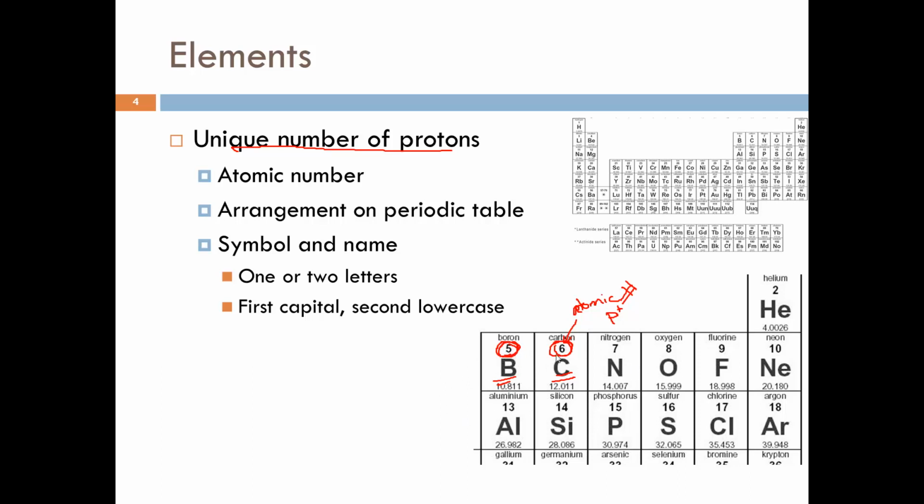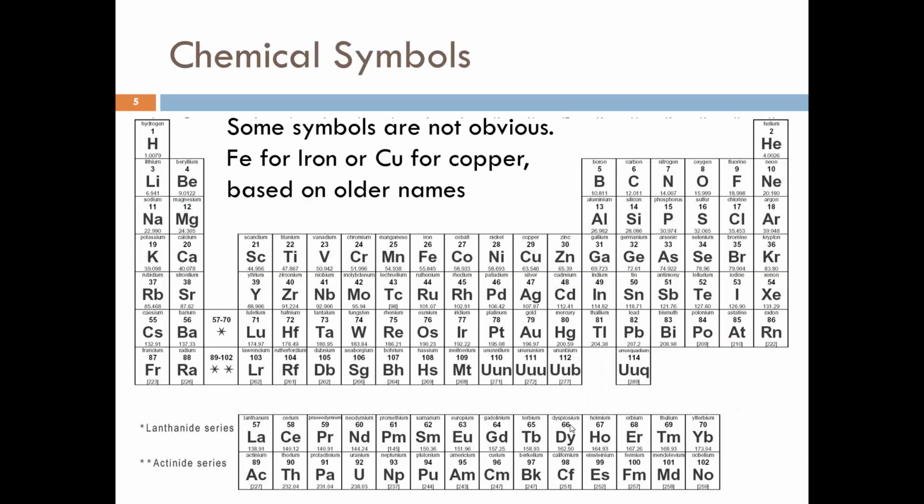Notice left to right, 5, 6, 7, 8. You'll also notice that each one of them has its own symbol. Some of them are extremely obvious, like oxygen is O, fluorine is F. Some of them have 2 letters. Pay attention to the fact that if it's 2 letters, the first one is always capital, the second one is always lowercase. Some symbols are not quite as obvious. For instance, iron is Fe, copper is Cu. That's because they come from their original names or Greek or Latin derivatives.